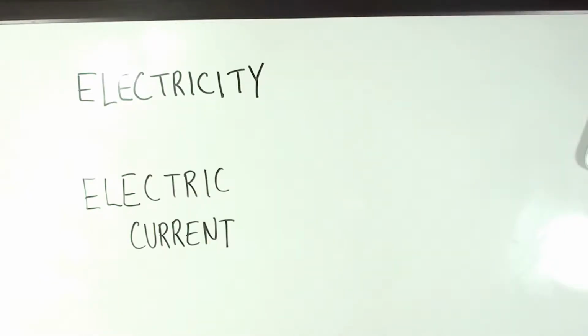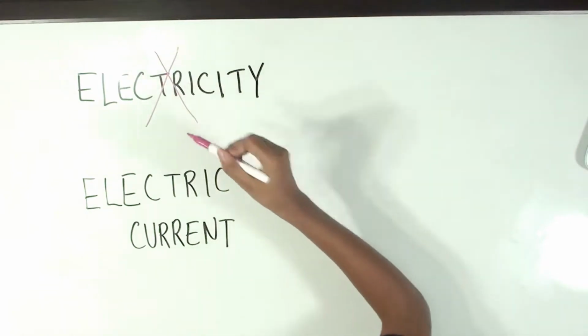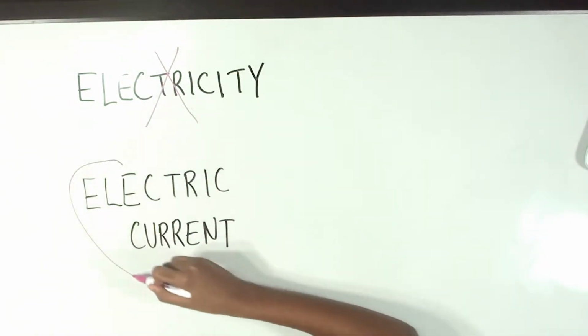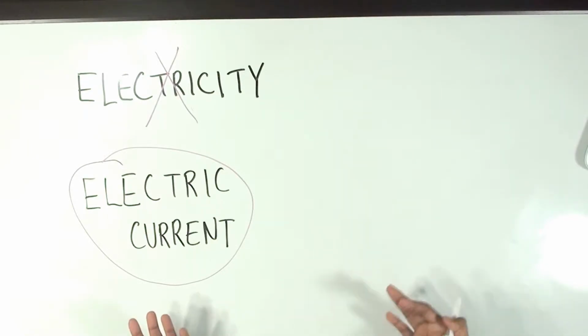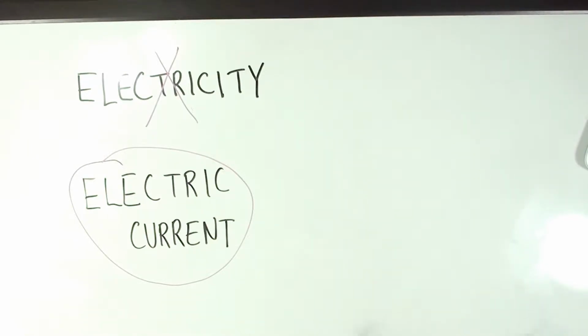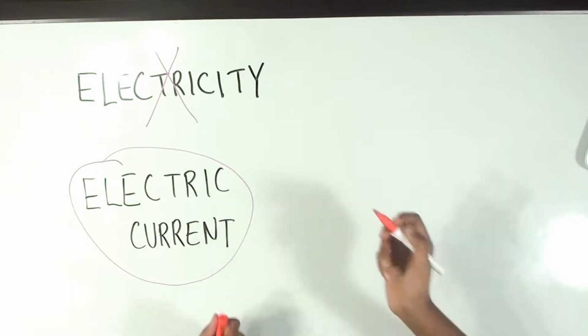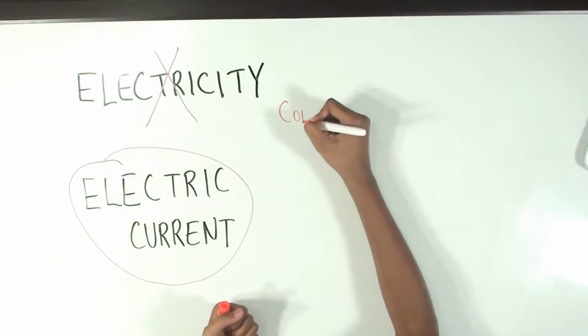The proper term for the flow of electric power or charge isn't electricity, it is electric current. So basically, electric current is the flow of electrical power or charge. Now, electric current moves better through some materials than others. The materials through which it does flow well are called conductors.